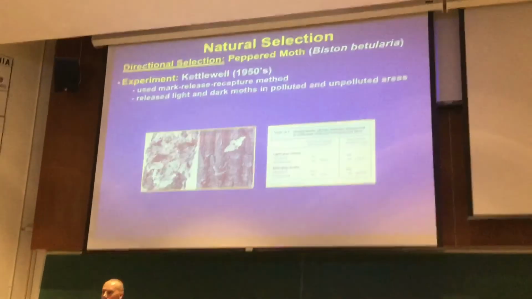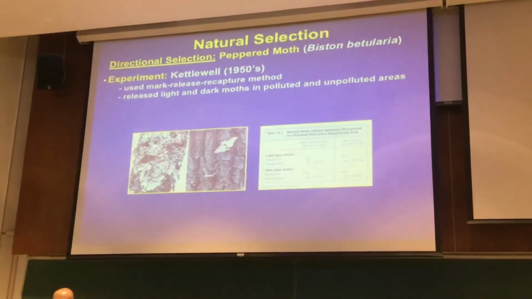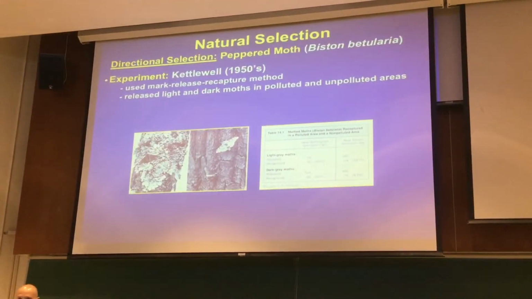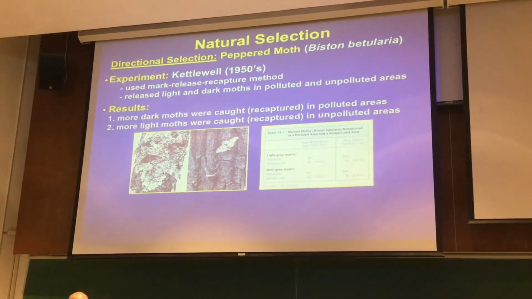So this has actually been replicated in the lab. These were the Kettlewell experiments in the 50s. They're classic experiments in evolution. What they do is they use mark and recapture techniques for these particular kinds of moths. They release light and dark moths to polluted and unpolluted areas, and this is what they found. More dark moths were recaptured in polluted areas, and more light moths were recaptured in unpolluted areas.